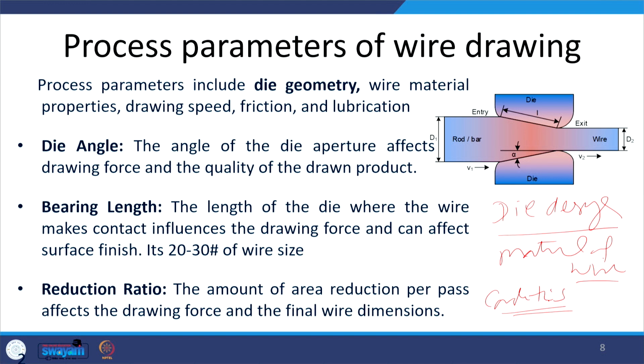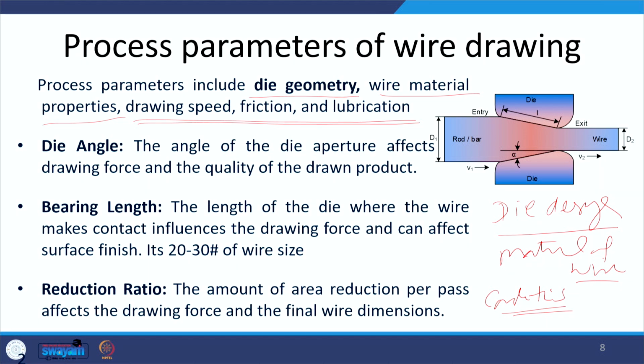Conditions of wire drawing include the speed of wire drawing and what kind of lubricant is being used. So, the process parameters related to wire drawing include the die geometry, the material of the wire, and the conditions related to wire drawing, like drawing speed, friction, lubrication, etc.